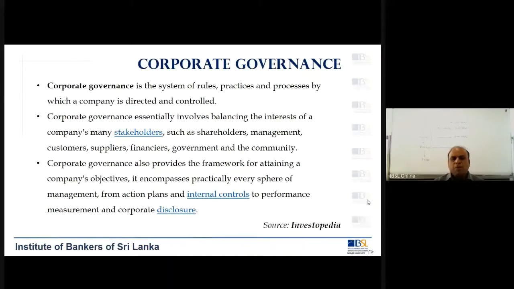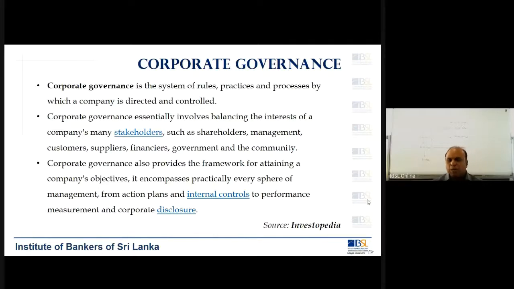Then we get on to a topic called corporate governance, which I already mentioned. It is the way in which your bank or the company is controlled and directed. Your board of directors and your corporate management are the people who are governing your company or the bank. This we call stewardship, as I mentioned earlier. So corporate governance is the system of rules, practices and processes by which a company is directed and controlled.